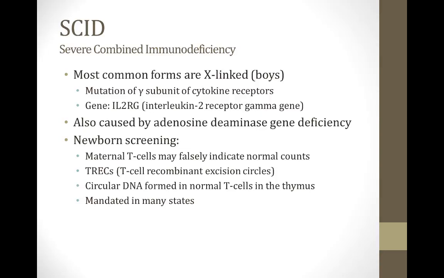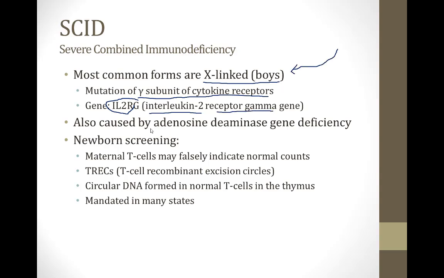There are lots of genetic abnormalities that can lead to severe combined immunodeficiency, but a couple of things about the genetics are worth knowing. You should know that the most common forms of this condition are X-linked and thus occur predominantly in boys. The most common forms result from a mutation of the gamma subunit of cytokine receptors, in particular the IL-2 receptor. There's a gene called the IL-2RG, which stands for IL-2 receptor gamma gene, and this is often abnormal in this X-linked form of the disease.